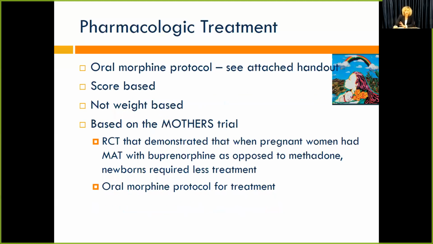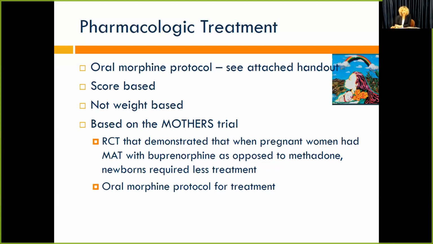So the pharmacologic treatment protocol we're going to recommend through this project, and what we really support all of our providers using, is the oral morphine protocol. It should be on your handout that you got today. This is the protocol we use at UNM. It's our UNM guideline. It is based on the MOTHERS trial. Notice that it's score-based, so it is not weight-based. What's nice about that is that hopefully there's less risk of dosing errors, because we don't have to do any calculations by baby's weight for the dose. And we can also immediately titrate the score based on the baby's clinical presentation.